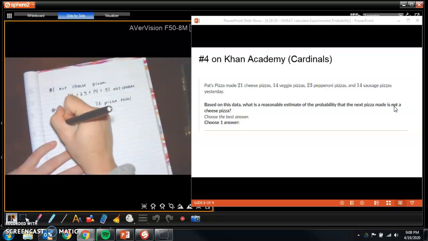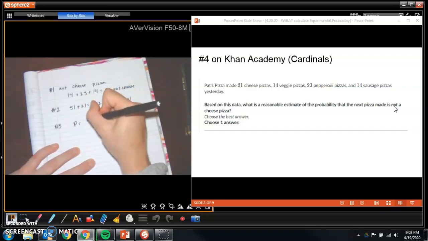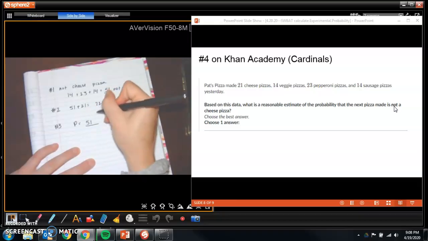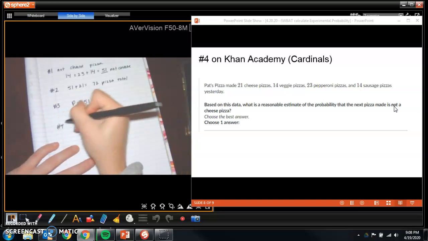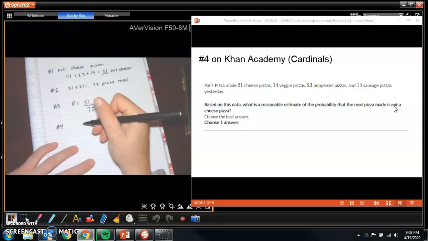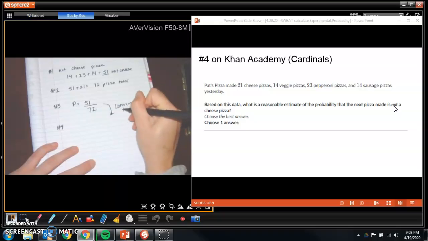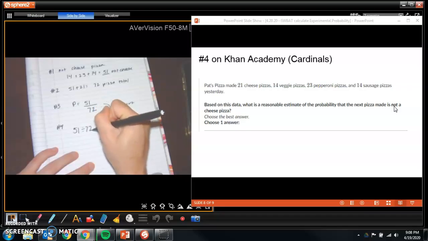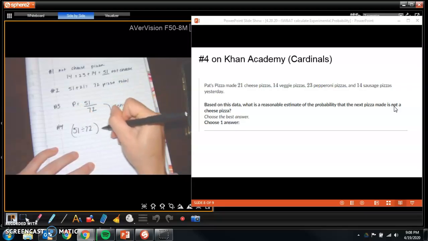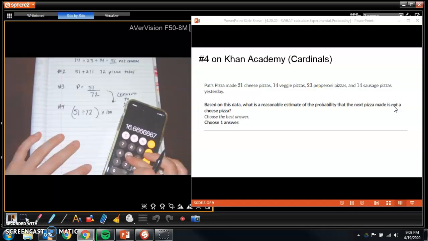Now moving on to criteria for success number 3, which is to set up our probability, I will have my favorable outcomes, which are 51, out of my total number of outcomes, which is 72 pizzas total. Looking at my answer choices, it looks like I need to get to a percent. So I need to convert this fraction to a percent. I'm going to do that by taking 51 divided by 72, so top divided by bottom, and then multiplying it by 100.